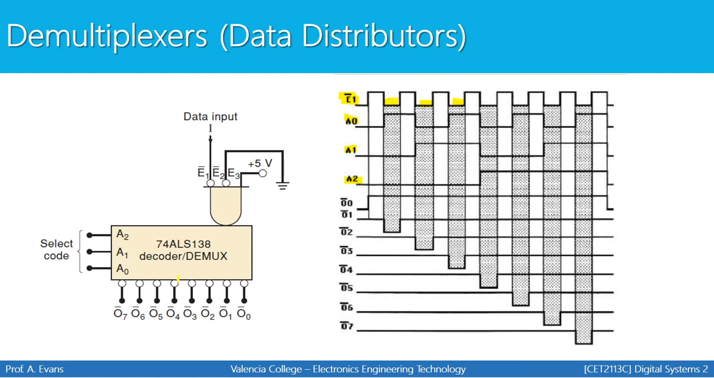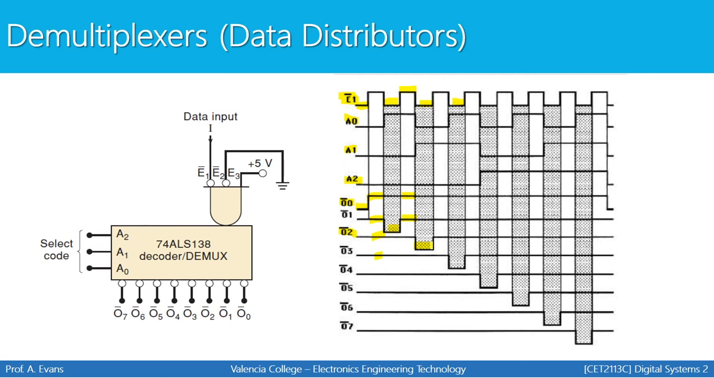So here's what the output would look like. So right here, we're enabled, and the inputs are 0, 0, 0. So that corresponds to output 0. Since these are active low outputs, output 0 will go low right here. And then right here, everything will be high because it's disabled. The next time it's enabled is right here, and our inputs are 0, 0, 1. That corresponds to output 1. So output 1 will go low while everything else stays high. Then when E1 goes high, everything is disabled again. The next time it's enabled, we now have 010, which corresponds to output 2. So output 2 will go low while everything else will stay high.